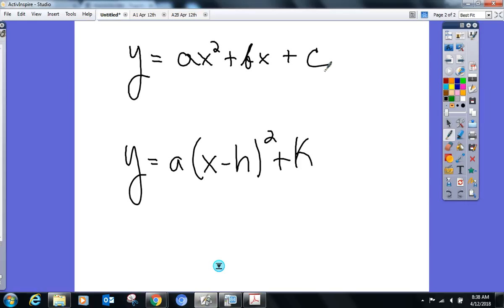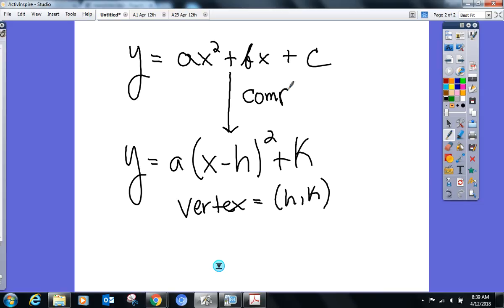This form right here, standard form. And then yesterday I introduced to you vertex form. Why is it convenient to put something in vertex form? How do you find the vertex if it's already in vertex form? It's the what values up here? H and K values. And what's the method to go from standard to vertex? We do what? Complete the square. Yep.